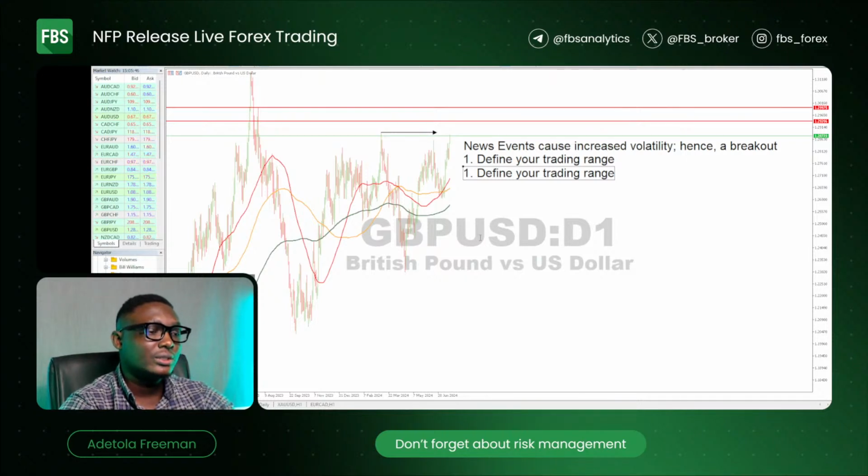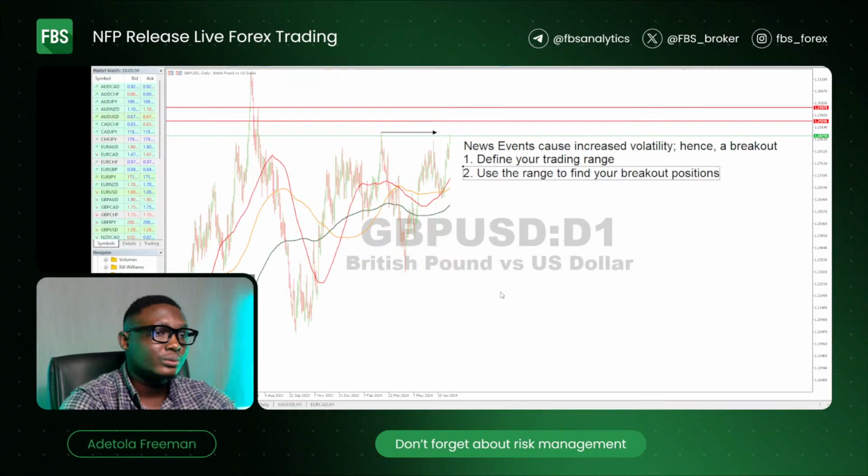All right. Number two thing to do is to use the range to find your breakout positions. Based on the range, it makes it easier for me to figure out, if this is the range, these are the breakout regions.